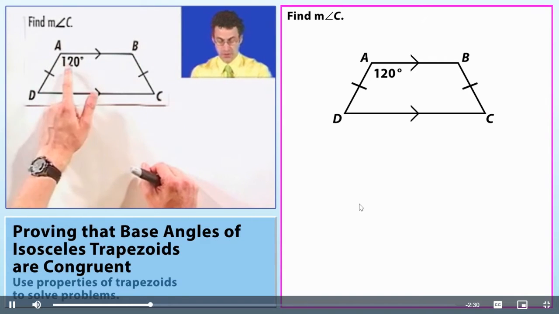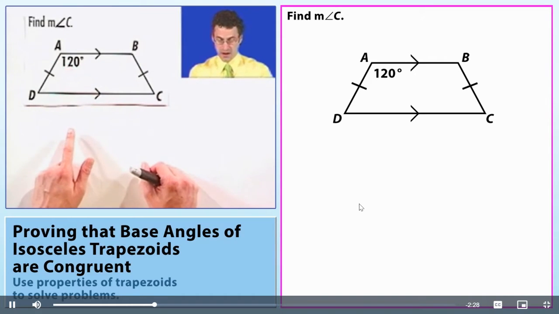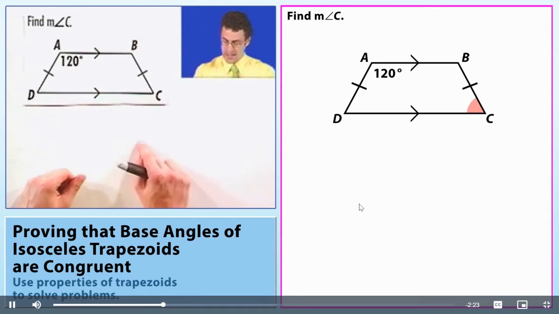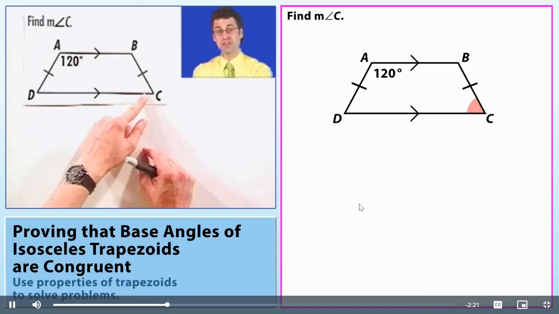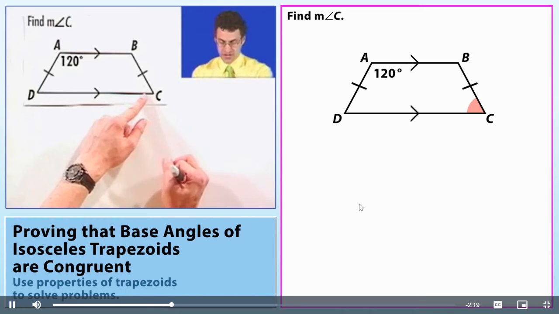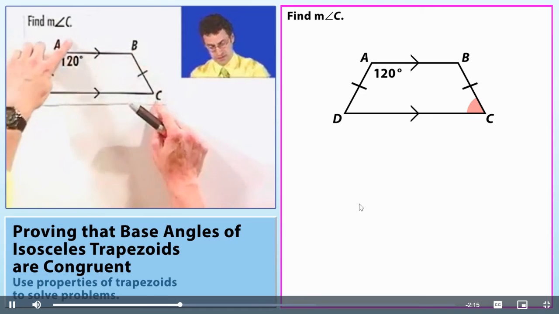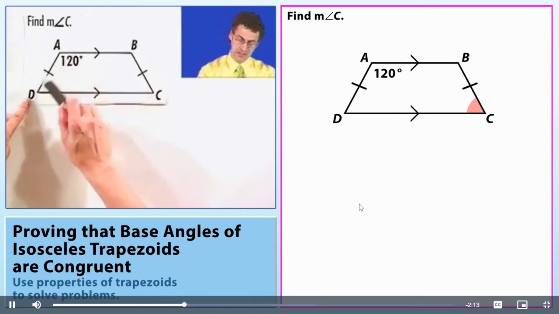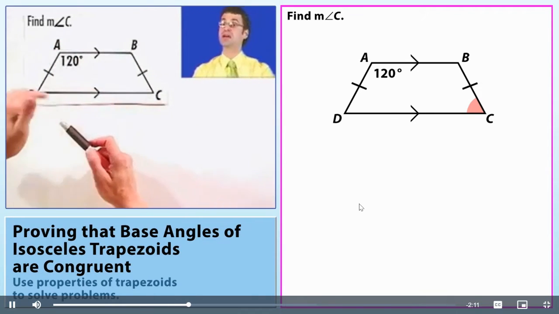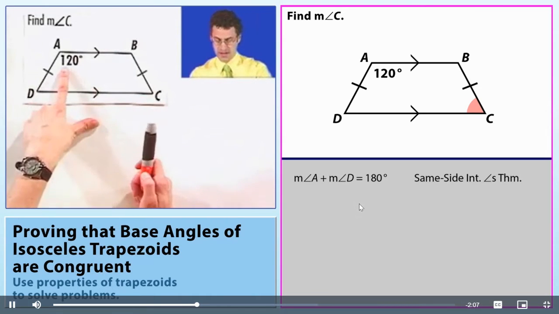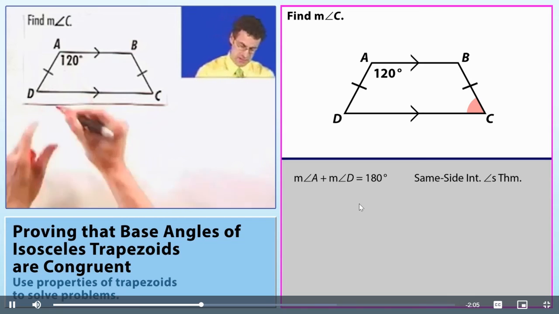The question is, and we're told that this is 120 degrees, our mission is to find the angle C. How do we find the angle C? Well, we can use lots of facts about isosceles trapezoids. For example, since these two sides are the parallel sides, we can view this as a transversal. We know these two angles have to be supplementary. They have to add up to 180 degrees. If this is already 120 of those degrees, then this must be 60.